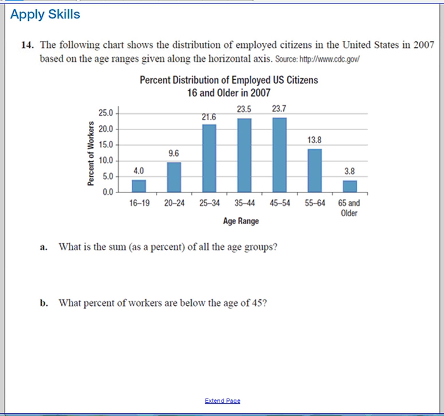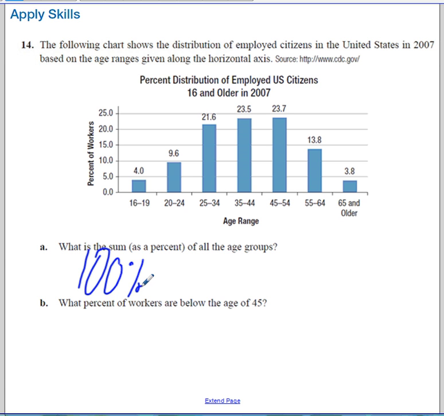And the sum as a percent of all of the age groups, we can go ahead and add all of those up, 4 plus 9.6, and so on. But it's showing all of the employed citizens that are ages 16 and older, so it represents everyone. And so it only makes sense that if everyone's represented, it adds up to 100%, which it does.